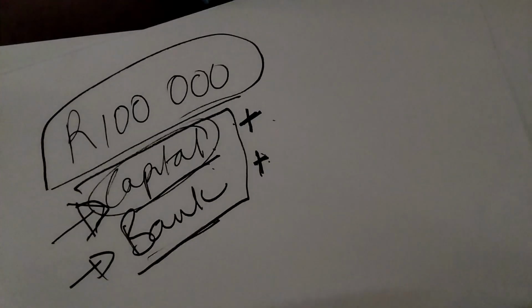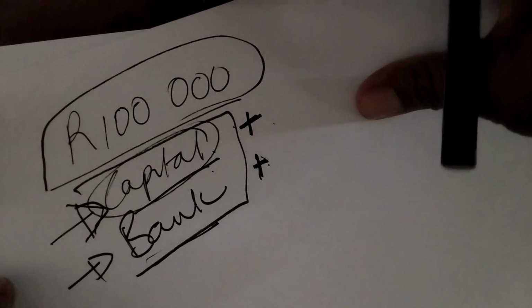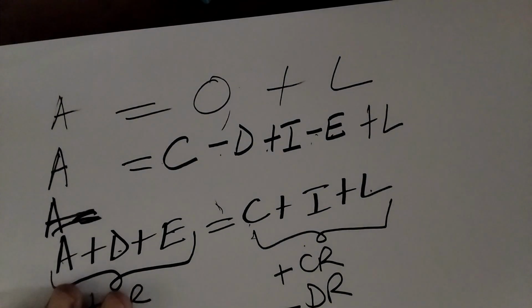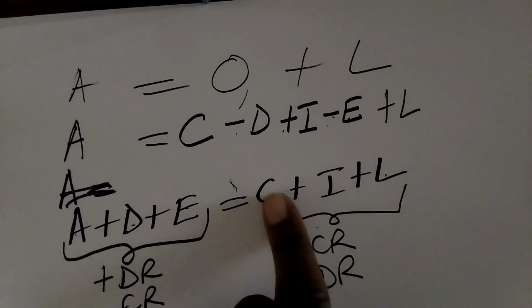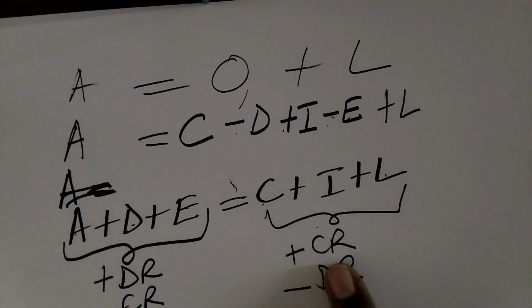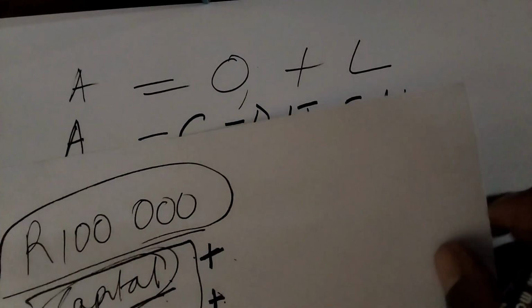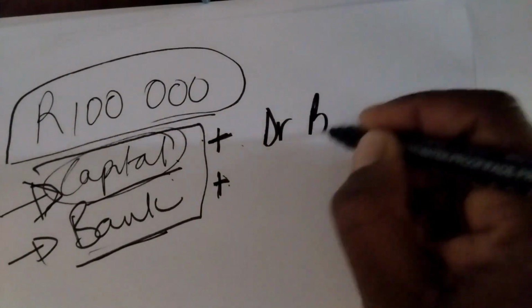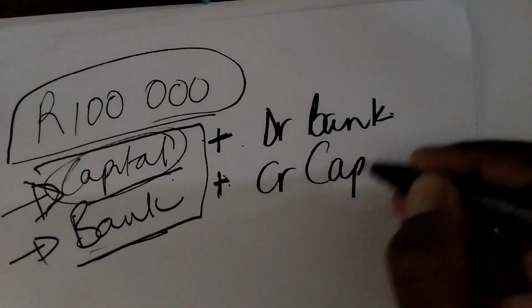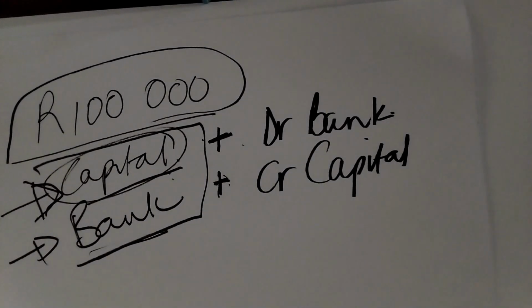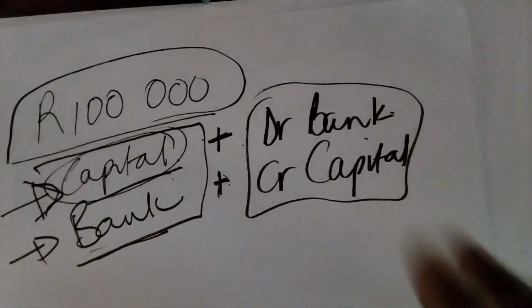But if you go back to this equation that I showed you, you will see that bank is part of assets. Therefore, it increases on the debit side and decreases on the credit side. Capital is part of the owner's equity. It increases on the credit side. Meaning to say, to complete this transaction, I'm going to debit the bank and then I'm going to credit the capital. So the double entry is completed.